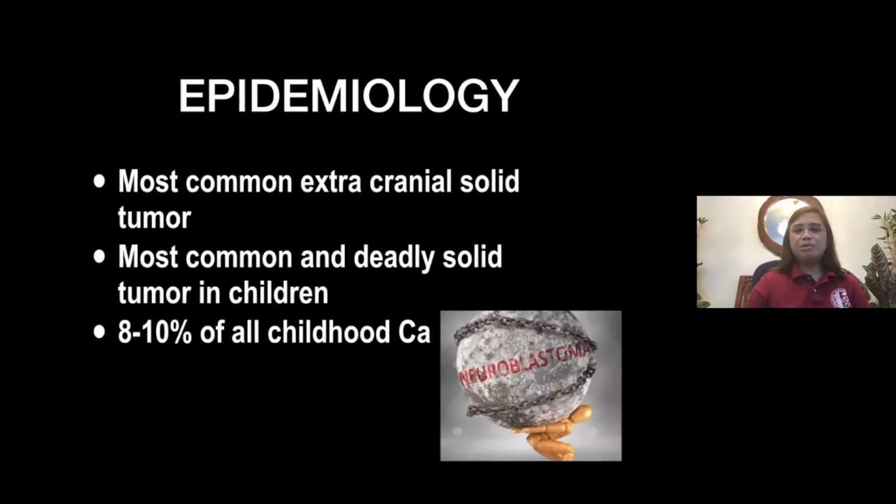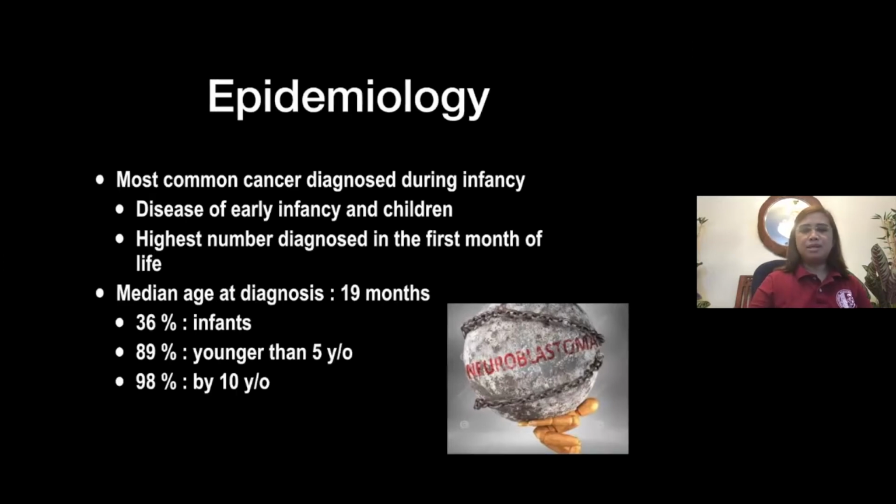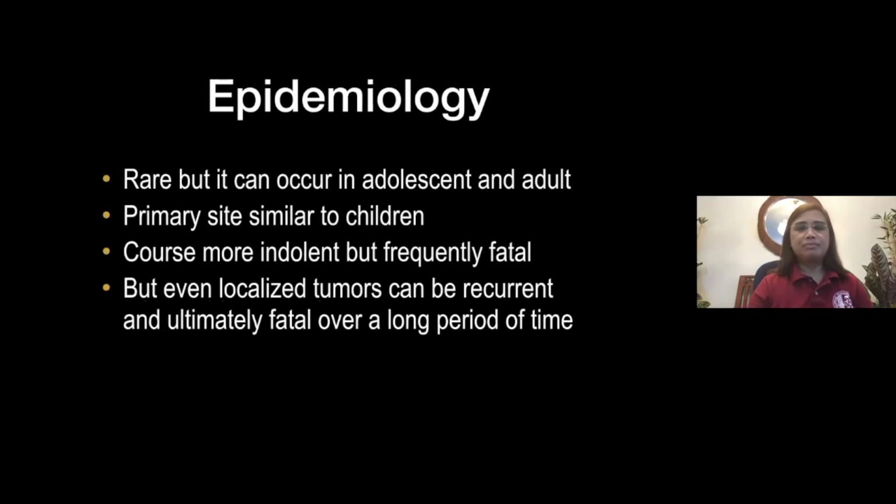As an extracranial solid tumor, it is the most common and deadly solid tumor in children. 8 to 10% of all childhood carcinoma is neuroblastoma. This is the most common cancer diagnosed during infancy. Therefore, it is a disease of early infancy and children. The highest number are diagnosed in the first month of life, and the median age at diagnosis is 19 months.